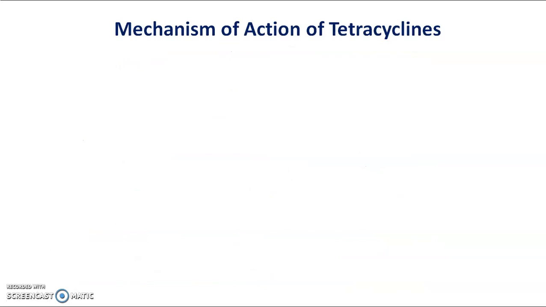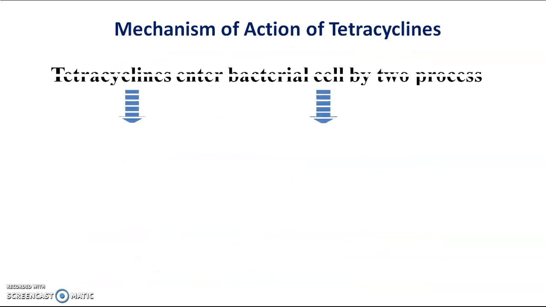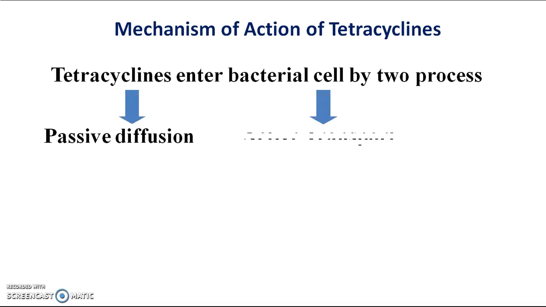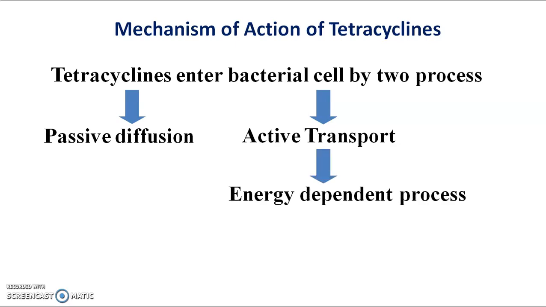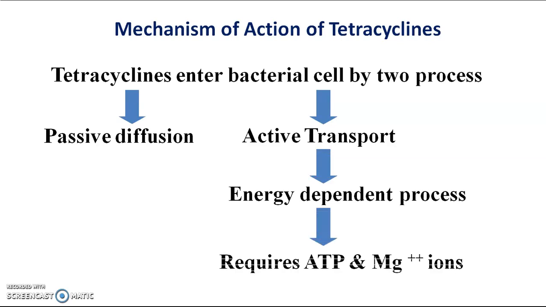Let us see the mechanism of action of tetracycline. Tetracyclines enter the bacterial cell by two processes, either by passive diffusion or by active transport. Active transport is an energy dependent process and requires ATP and magnesium ions.